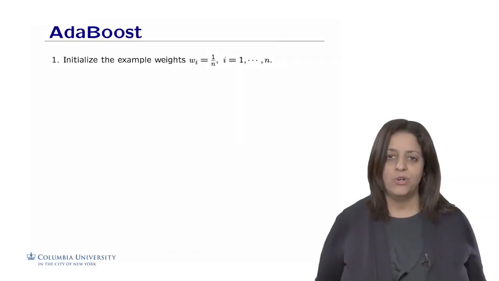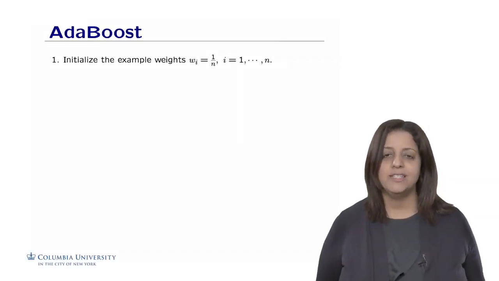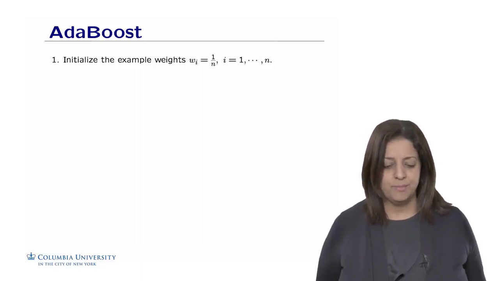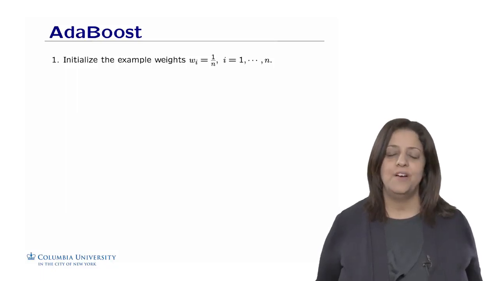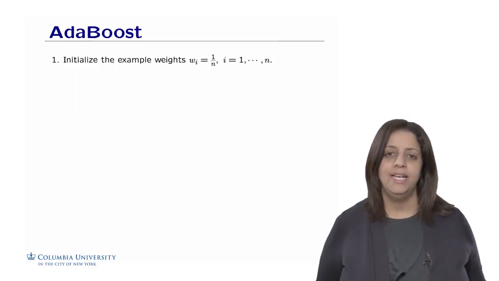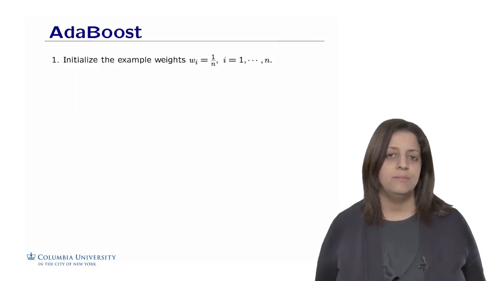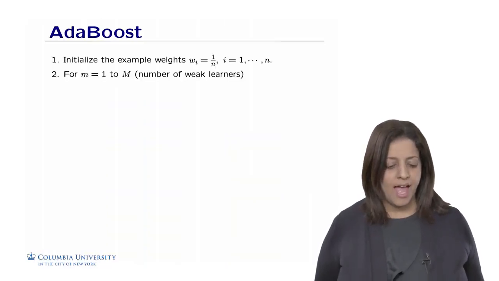The AdaBoost algorithm works as follows. First step, initialize all the weights of the examples to w_i equal 1 over n, where n is the number of examples. So initially, all examples have the same weight because we didn't run any machine learning algorithm yet to decide which ones are the examples that are hard to classify.